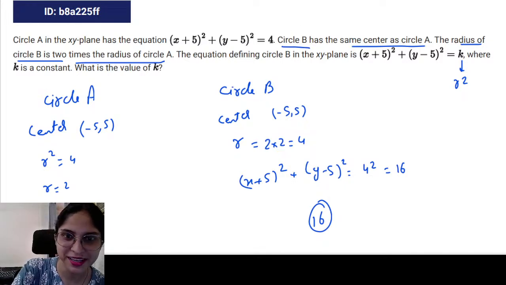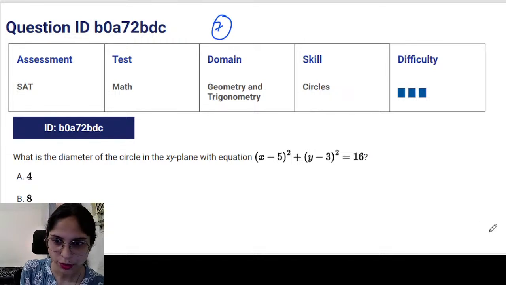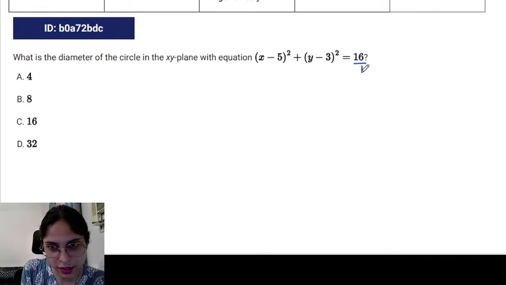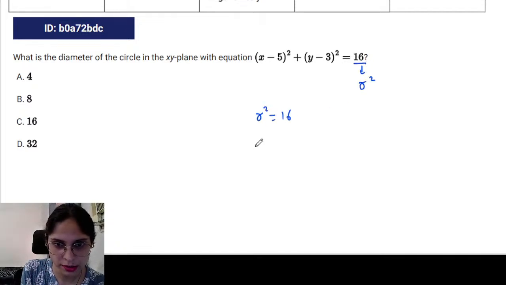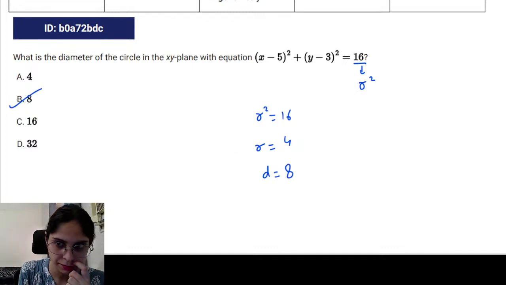Most of the questions are like this only. They want to know what is the diameter. So now you understand from this equation, this is your radius squared. So if your radius squared is 16, radius is going to be 4, diameter is going to be 8. 8 is the answer.